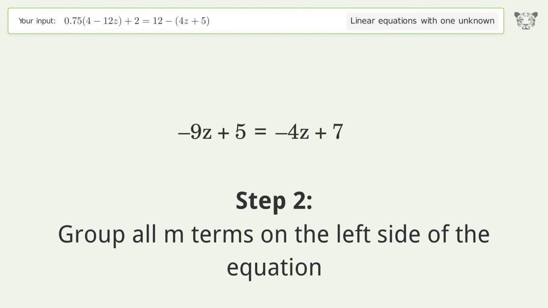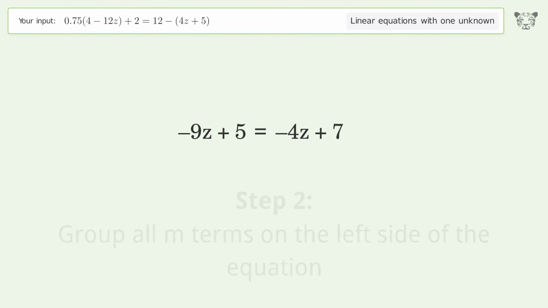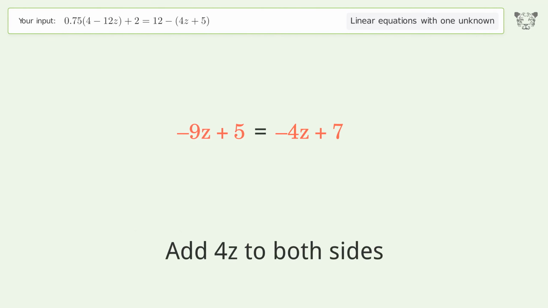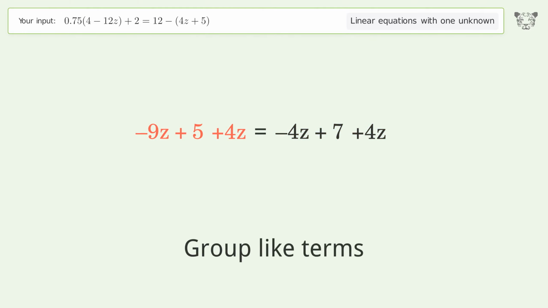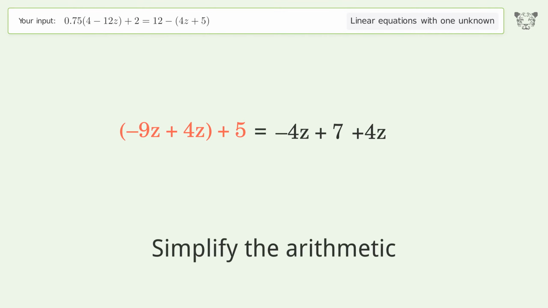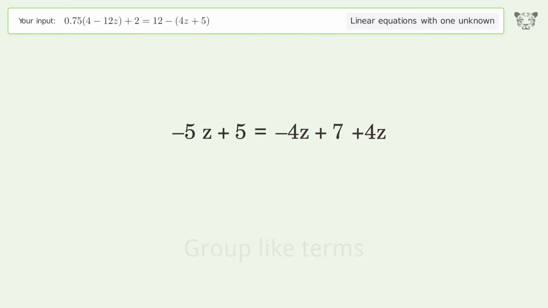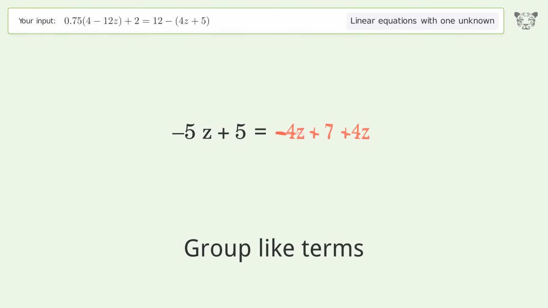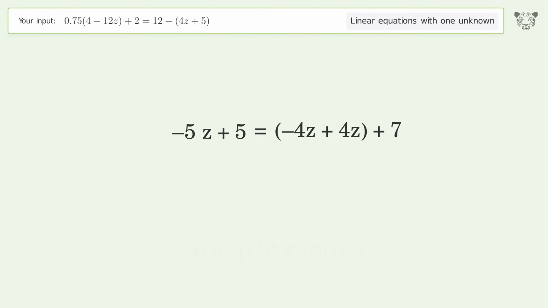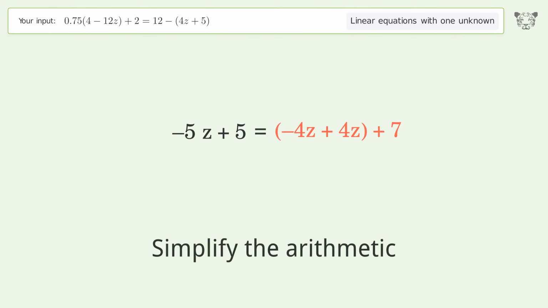Group all z terms on the left side of the equation. Add 4z to both sides. Group like terms. Simplify the arithmetic. Group like terms. Simplify the arithmetic.